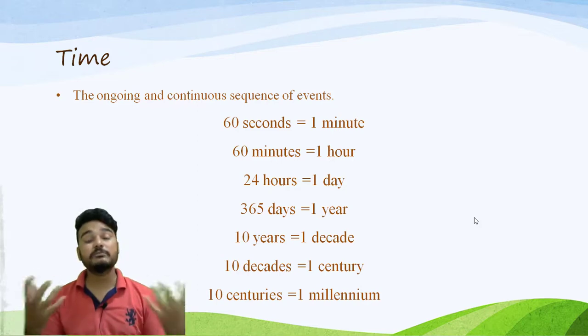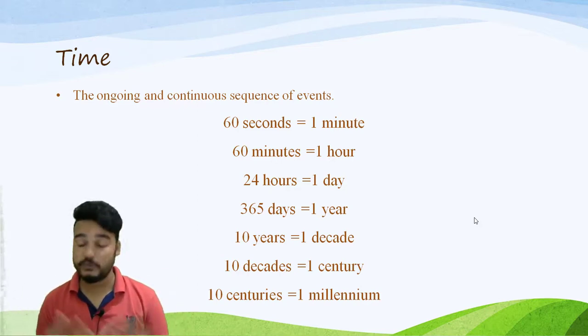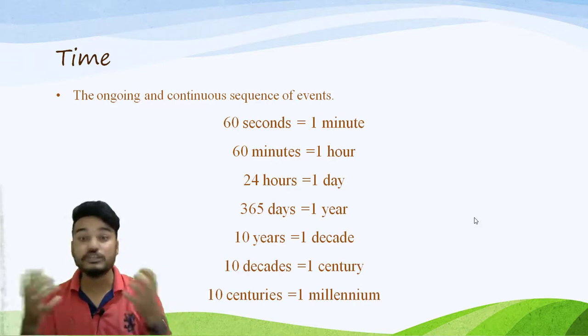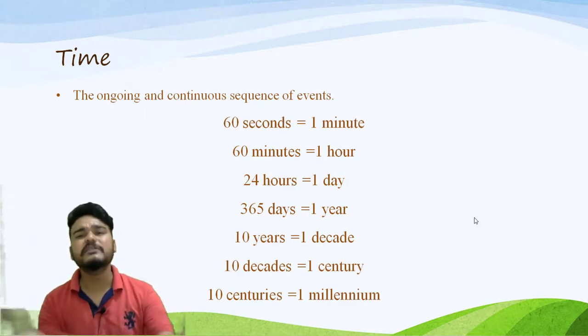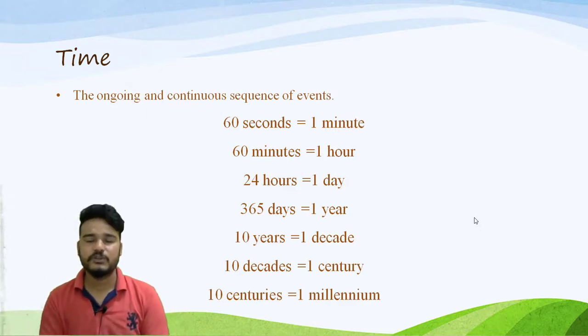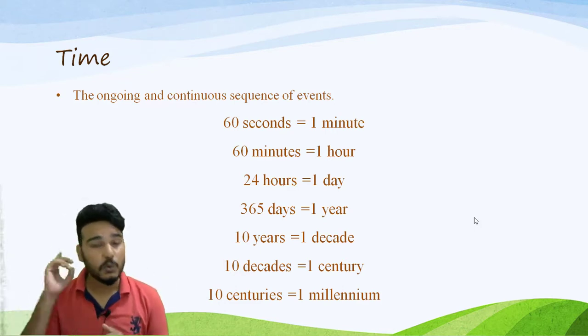So what are the units for time? We have learnt the measurement units of time. We have seconds, we have minutes, we have hours. These are the basic units. So how many seconds is equal to 1 minute? 60 seconds is equal to 1 minute.